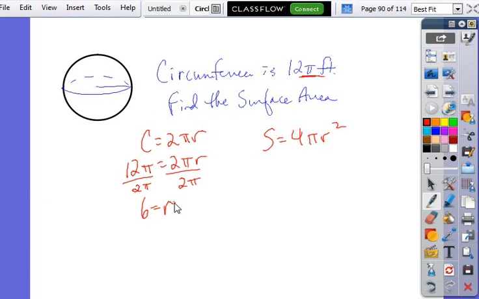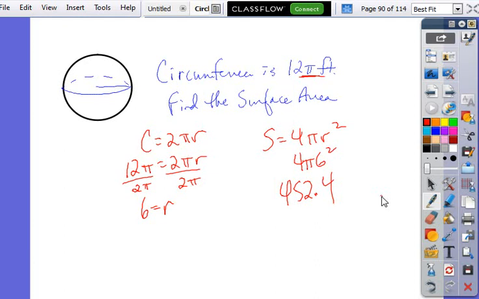I plug that into the surface area formula. What is 4 pi 6 squared? 452.4. That's how to do it. All right, 452.4.